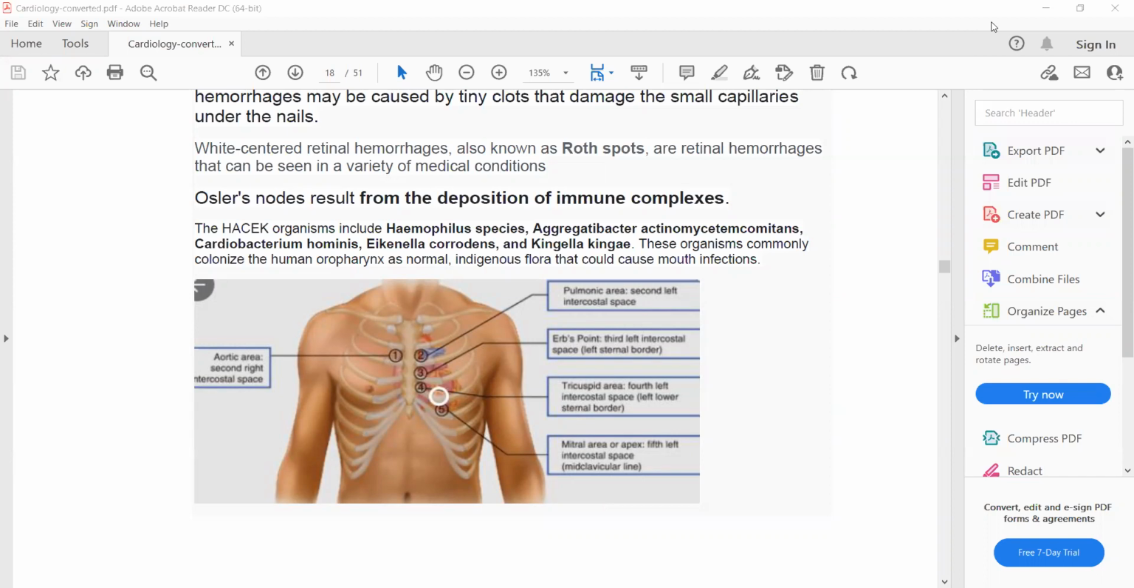So before discussing heart murmurs, you should know the areas of auscultation for heart murmurs. There are 5 areas, but you need to remember 4 areas which are important for the PLAB 1 exam. As you can see in this diagram, area 1, area 2, area 4, and area 5. Area 3 is called Erb's point. Erb's point is basically the center of the heart.